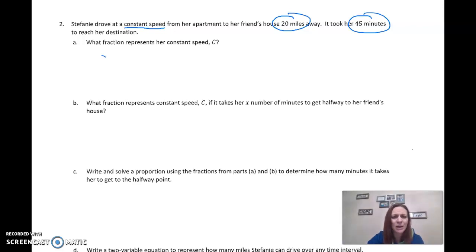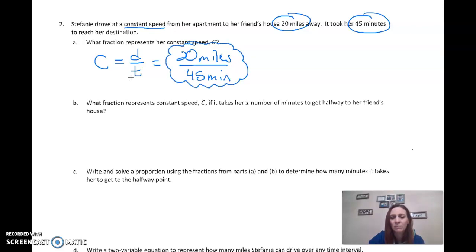Again, we changed that variable around. I don't know why, but our constant speed, in this case c, remember is always going to be distance divided by time. So if I want to know what fraction represents that, I am going to take my distance of 20 miles over my time of 45 minutes. Okay, 20 over 45. Don't overthink it. Don't put any extra work into it. We're trying to come up with some ratios we can set together into a proportion to write an equation. So what fraction represents the constant speed? C. Constant speed is distance divided by time.